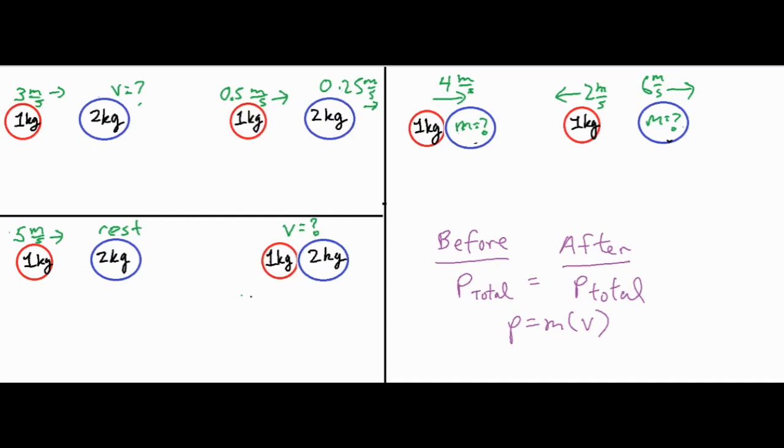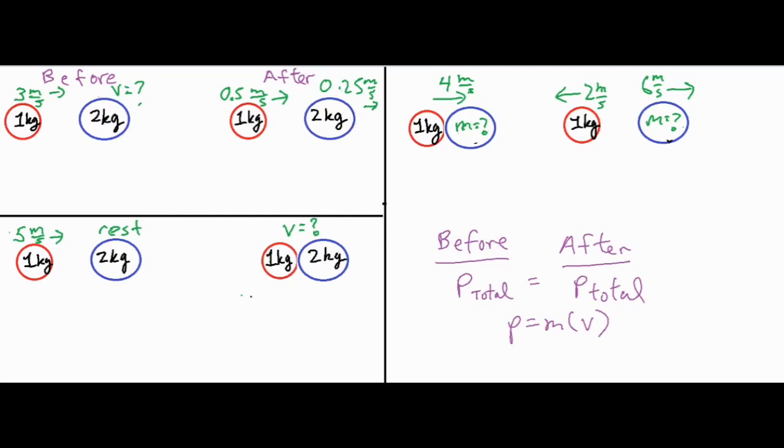Now, what you want to do is read the word problem and draw a picture very, very similar to what I have on the page. You want to have both of the objects before the collision, and then to the right of that, both of the objects after the collision. Put the masses on the objects, and put the velocities right next to the object with arrows pointing to the right or left.